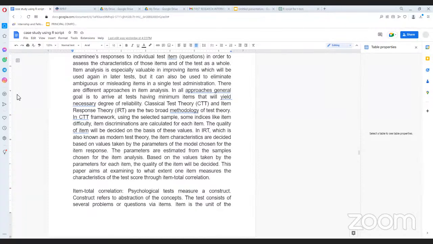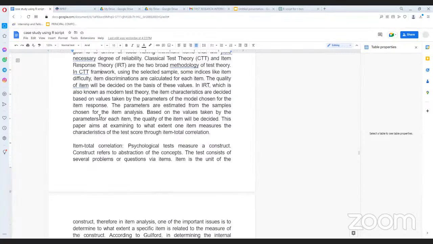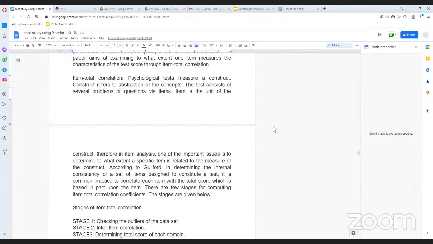Now, item total correlation. A psychological test measures a construct. Construct refers to an abstraction of concepts. The test consists of several problems or questions, called items. An item is the unit of the construct, therefore, in item analysis, one of the important issues is to determine to what extent a specific item is related to the measure of the construct. According to Guilford, in determining the internal consistency of a set of items designed to constitute a test, it is common practice to correlate each item with the total score, which is based in part upon the item.